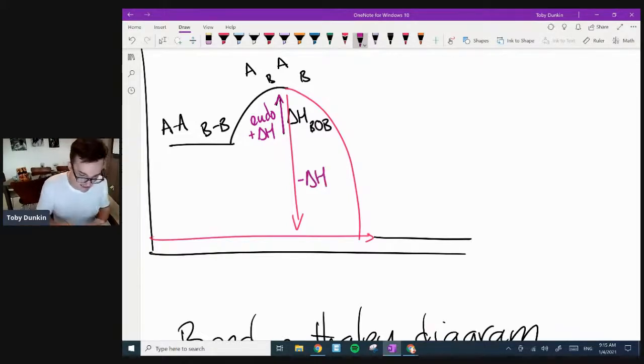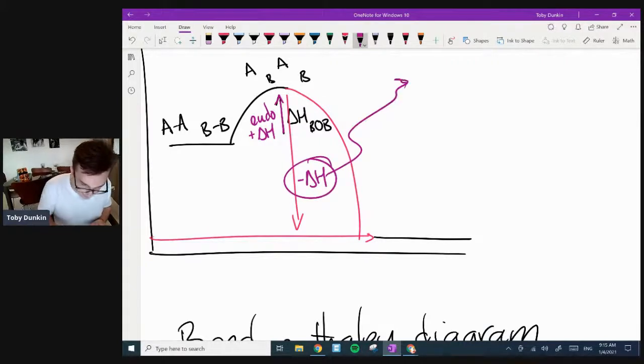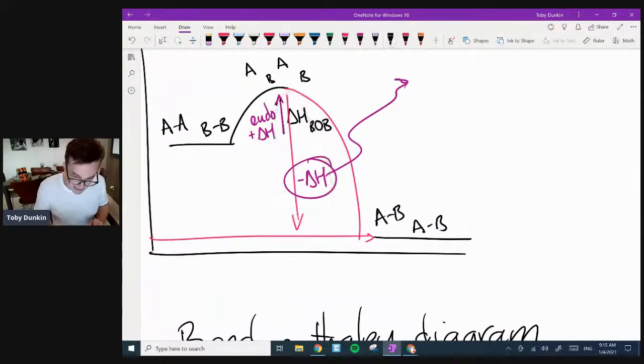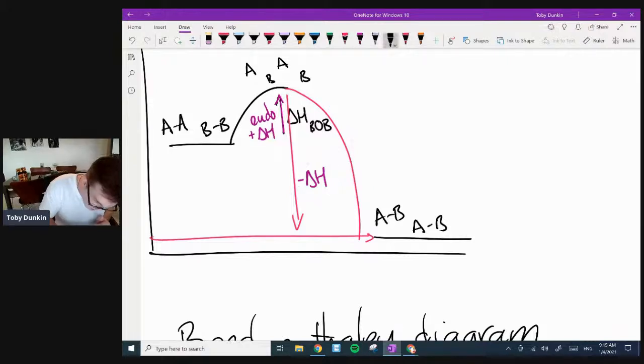Yeah, and what you realize is that the heat energy being released by the new bonds being made, A bonded to B and A bonded to B, is way bigger than the energy required to break the original bonds, which means these must be stronger. The stronger your bonds, the more energy released. Hence why it's lower, because they've lost energy. There's energy literally being lost, which is here.